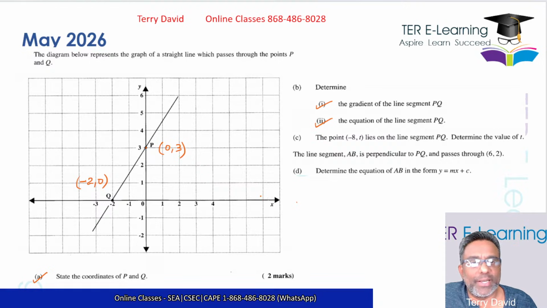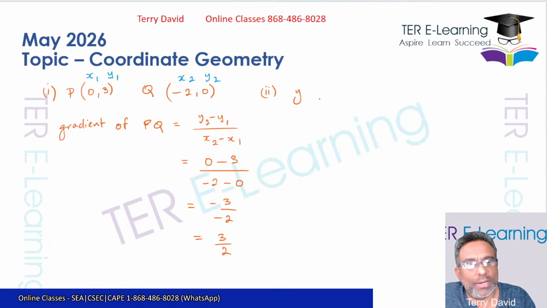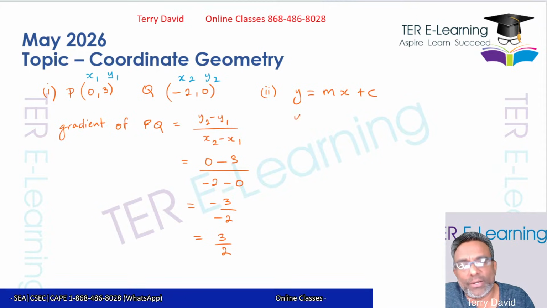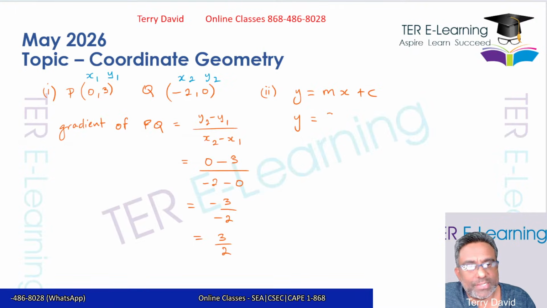The next part here, we want to determine the equation of the line segment PQ. This is part 2 here. Now, all straight lines follow a general formula, which is y is equal to mx plus c. We just worked out the gradient of this straight line, 3 over 2. That's the gradient of the line segment PQ. Therefore, m in this equation is 3 over 2, so this is y equals 3 over 2 x plus c.